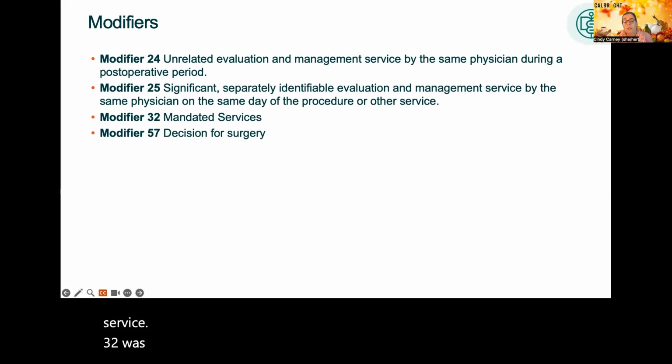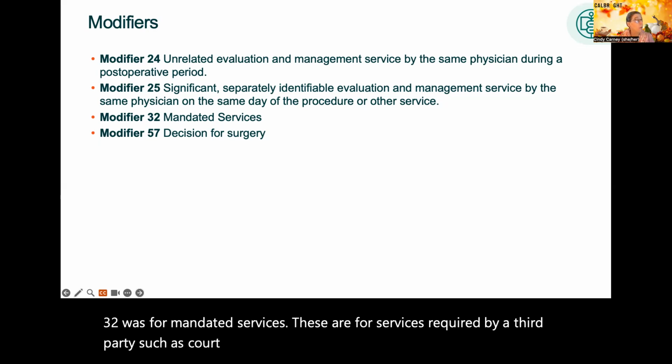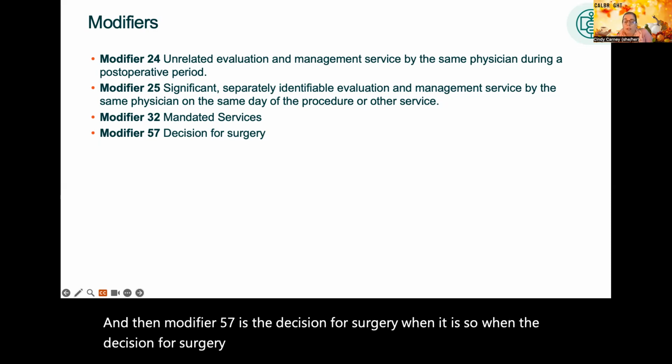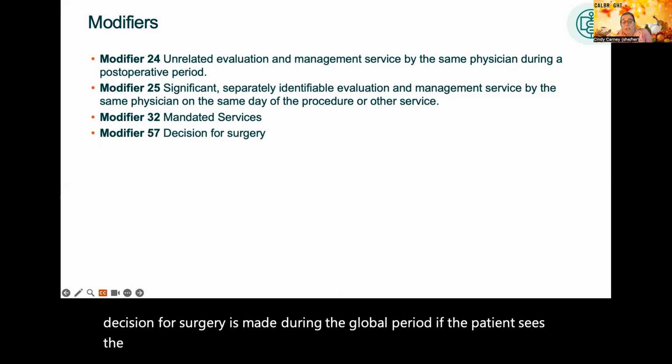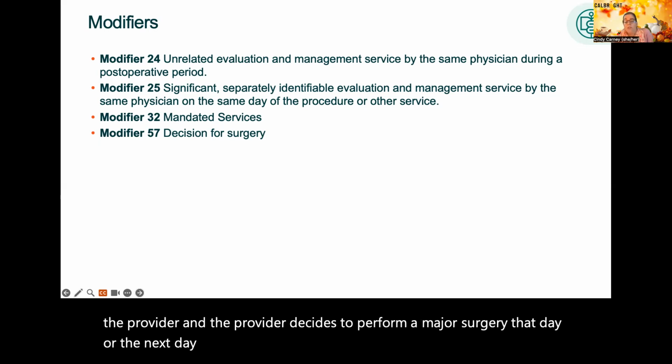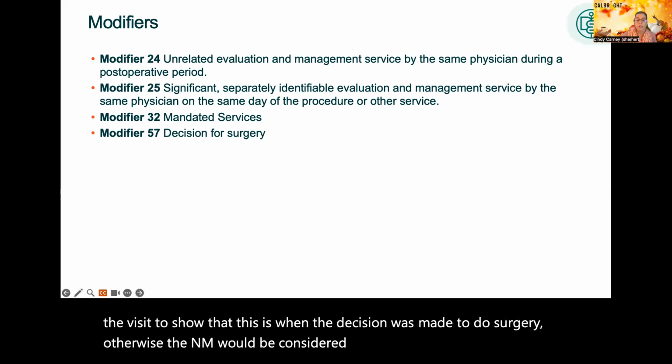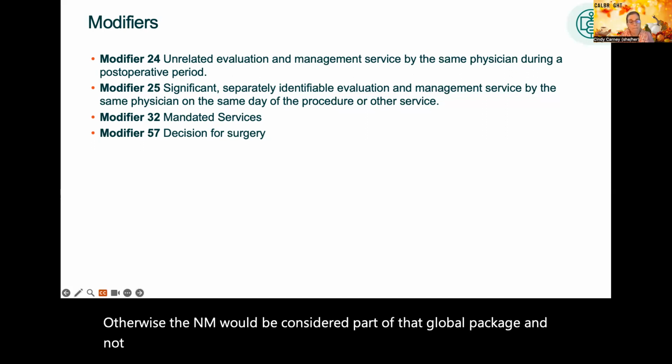Modifier 32 is for mandated services. These are for services required by a third party, such as court mandate or workers' compensation. And then modifier 57 is the decision for surgery. When the decision for surgery is made during the global period, if the patient sees the provider and the provider decides to perform a major surgery that day or the next day, a modifier 57 would need to be appended to the E&M visit to show that this is when the decision was made to do surgery. Otherwise, the E&M would be considered part of that global package and not paid separately.